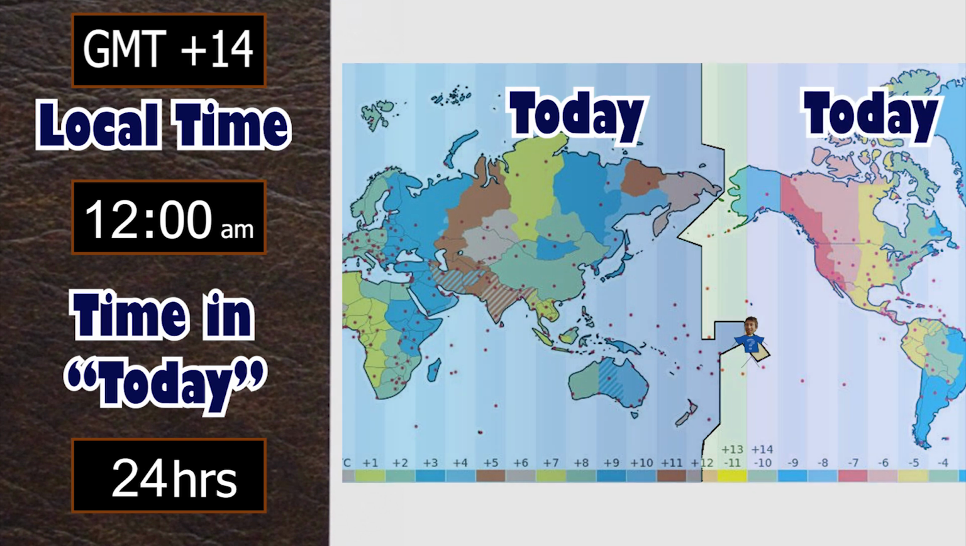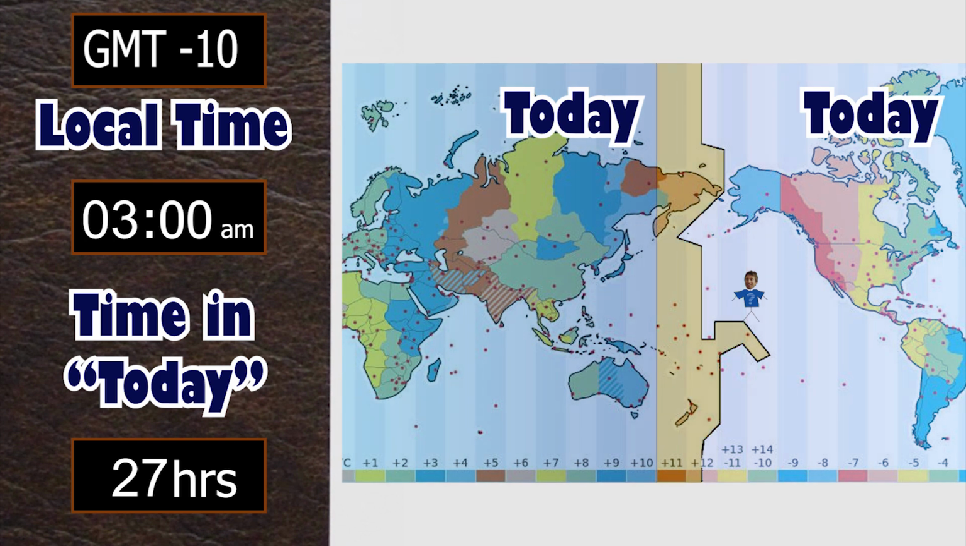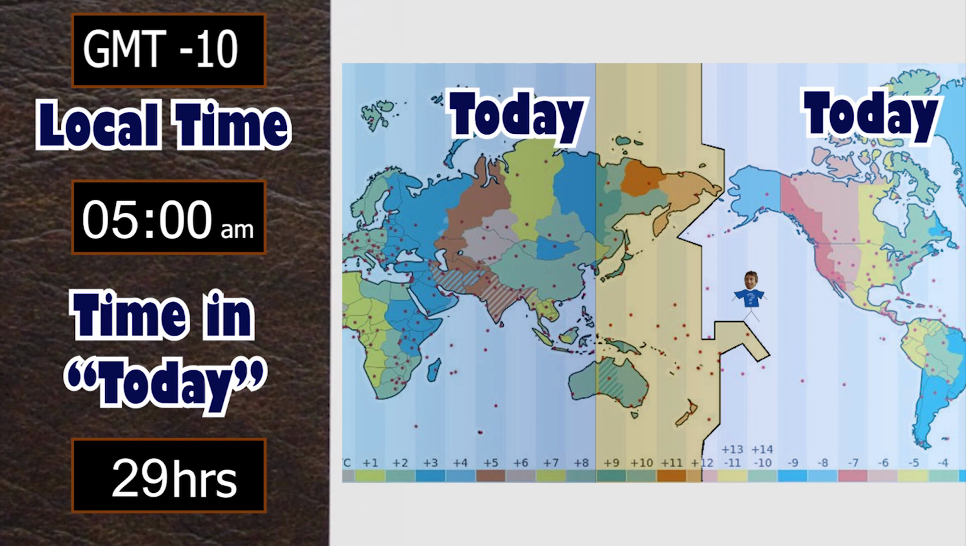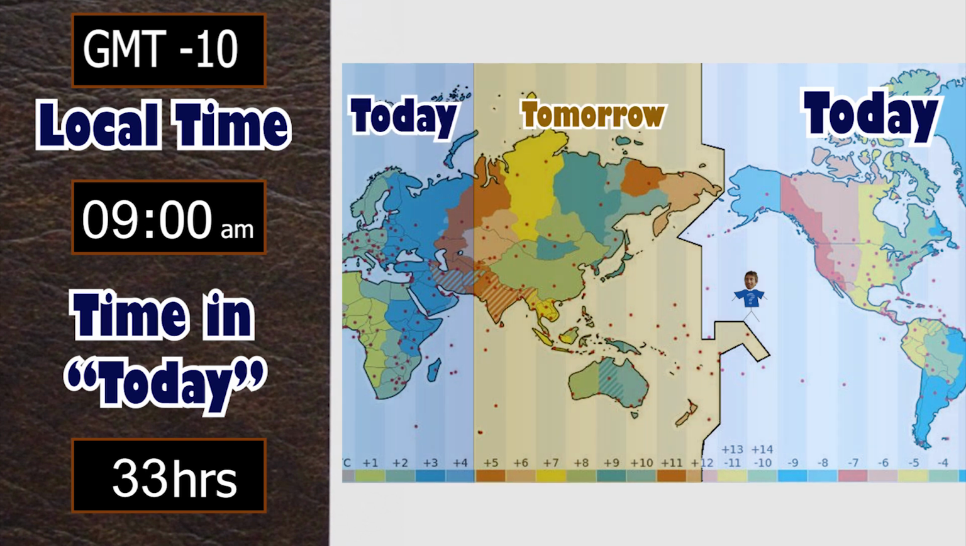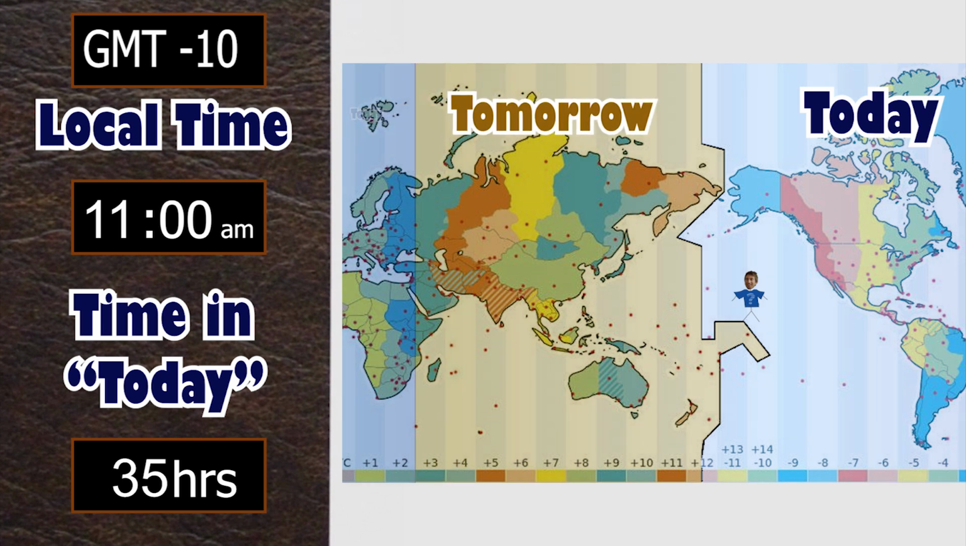Then, just as the clock was about to strike midnight, we would move across the international dateline, and although the time won't change, we will find ourselves starting the day over again. This gives us an extra 24 hours that we can spend in today. This gives us the 48 hours that Gus was talking about when he said that Gavin was right.